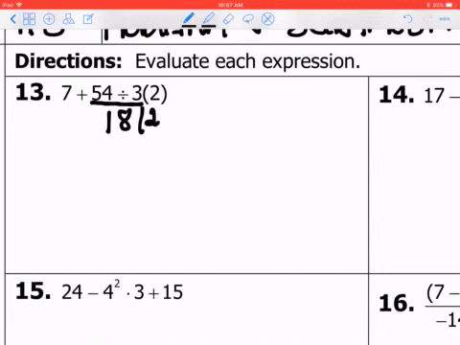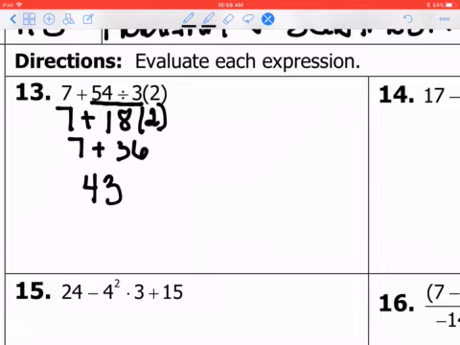Okay, I'm going to drop down the times 2. We still have 7 plus. We still have multiplication, so 18 times 2 gives you 36. And it's still 7 plus. 7 plus 36 is 43. So that one wasn't so bad.